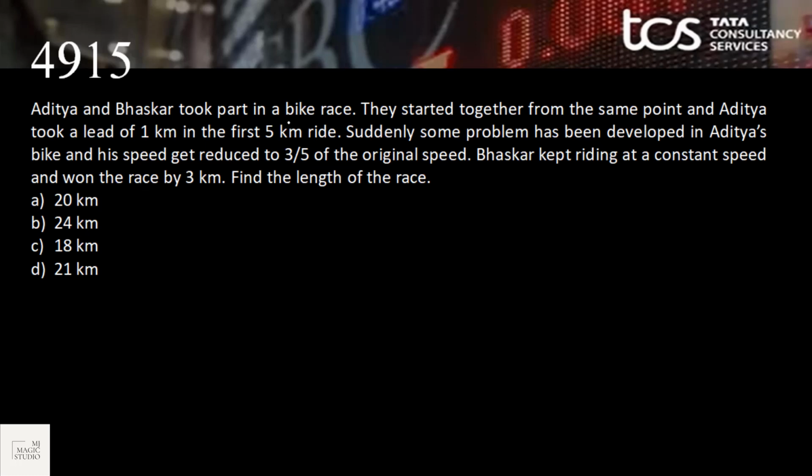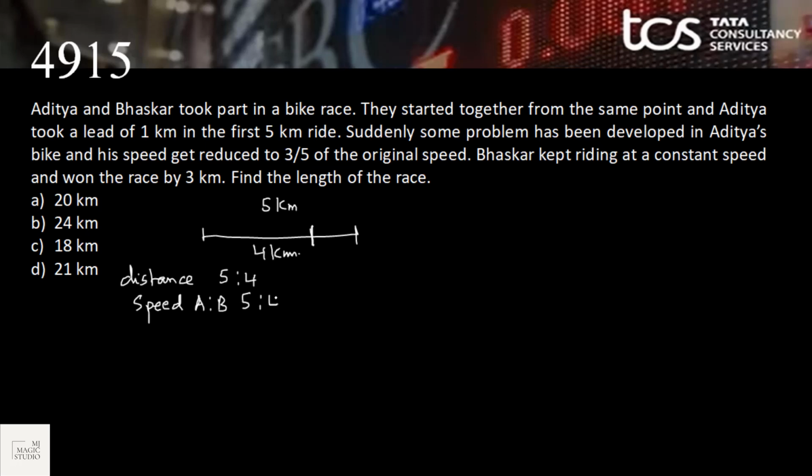Aditya and Bhaskar took part in a bike race. They started together from the same point, and Aditya took a lead of 1 kilometer in the first 5 kilometer ride. So when Aditya has completed 5 kilometers, in the same time Bhaskar has completed only 4 kilometers. So now the distance ratio between A and B is 5:4, and that is the speed ratio between A and B. Till this point, this is what we have gained.